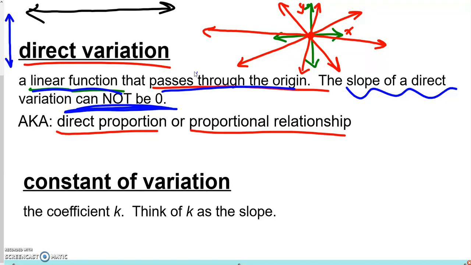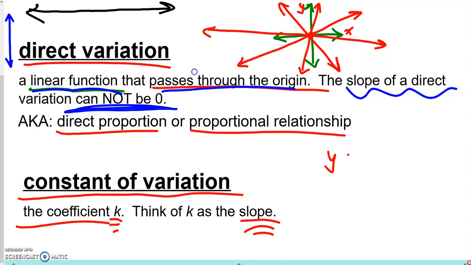The other thing we got to understand is this goofy word, the constant of variation. You see constant of variation, think slope. Okay, the constant of variation is the slope. Now, they talk about a coefficient k. Well, let's talk about that.